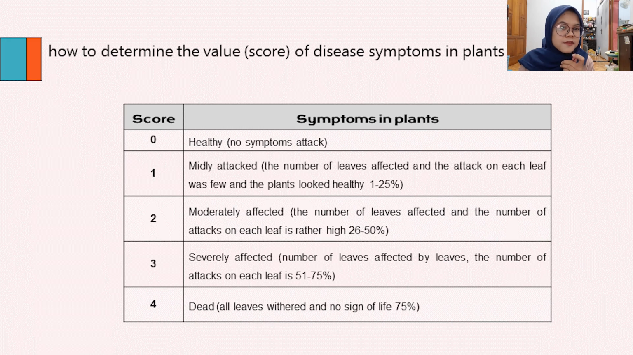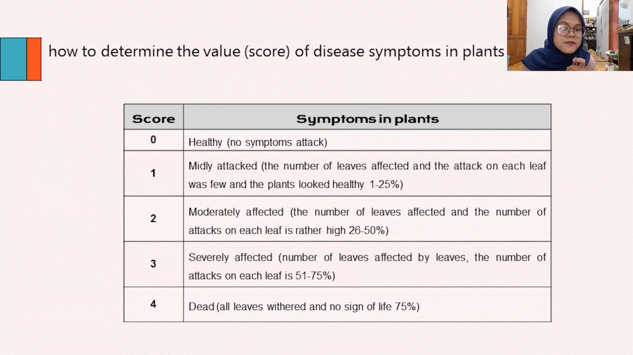How to determine the value or score of disease symptoms in plants. If the plant is healthy, there is no symptoms attack, the score is 0. If the plant is mildly attacked, the number of leaves affected and the attack on each leaf was few, and the plants look healthy, 1 until 25%, the score is 1. If the plant is moderately affected, the number of leaves affected and the number of attacks on each leaf is rather high, 26 until 50%, the score is 2.